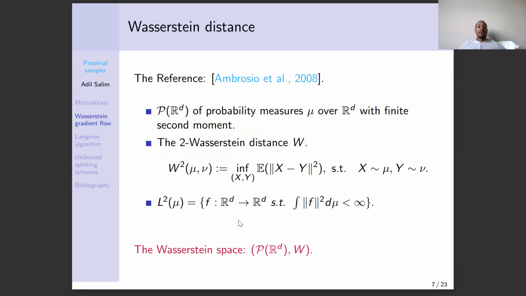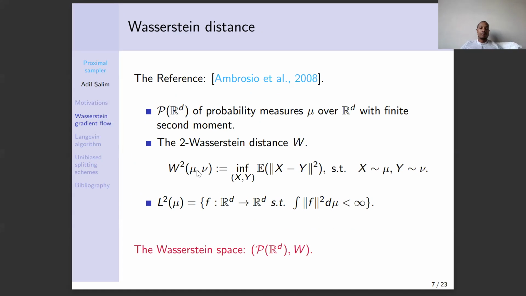So first of all, I need to define what is the Wasserstein distance, which is related to optimal transport. I guess you know, because there are several talks on optimal transport in this workshop. But okay, I denote by P over R^d the space of probability measures over R^d with finite second moments. I denote by W the two-Wasserstein distance.